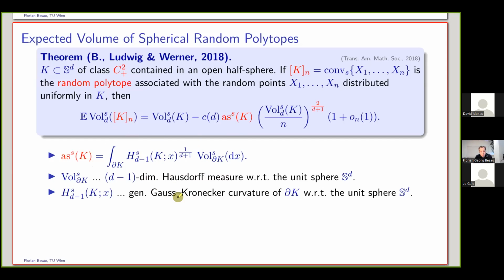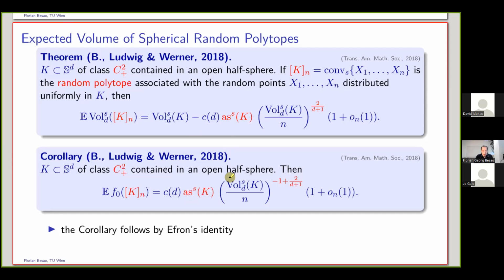It tells us that the same sort of limiting behavior we have seen in Euclidean space is also true in the spherical space for these spherical random polytopes, if your underlying body is strictly positively curved. And using Efron's identity, immediately you can derive also the limit theorem for the expected number of vertices, right? Efron's identity, you have just seen the proof. It is true also in the spherical space. We did not really use the Euclidean structure at all. So it's very clear that you get the same limiting behavior again as in the Euclidean setup.